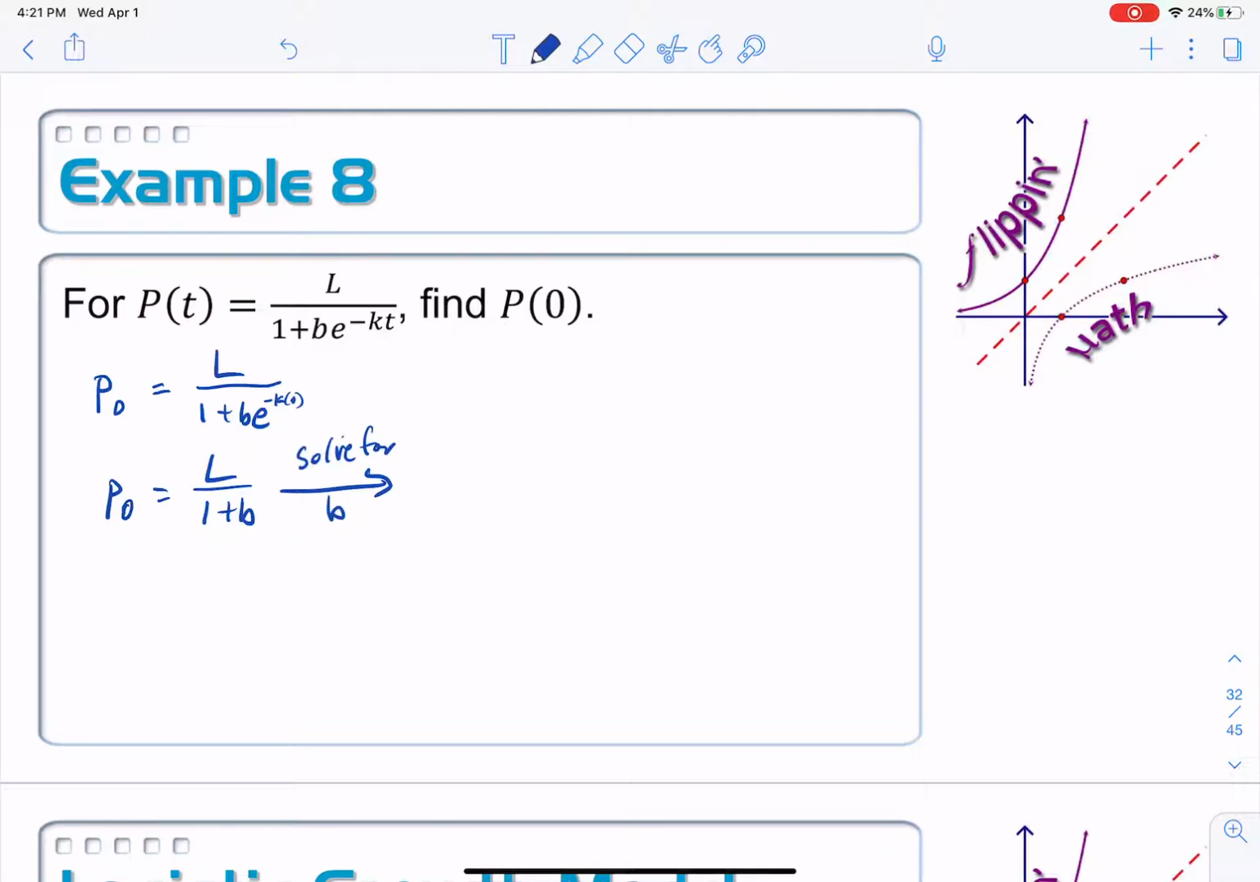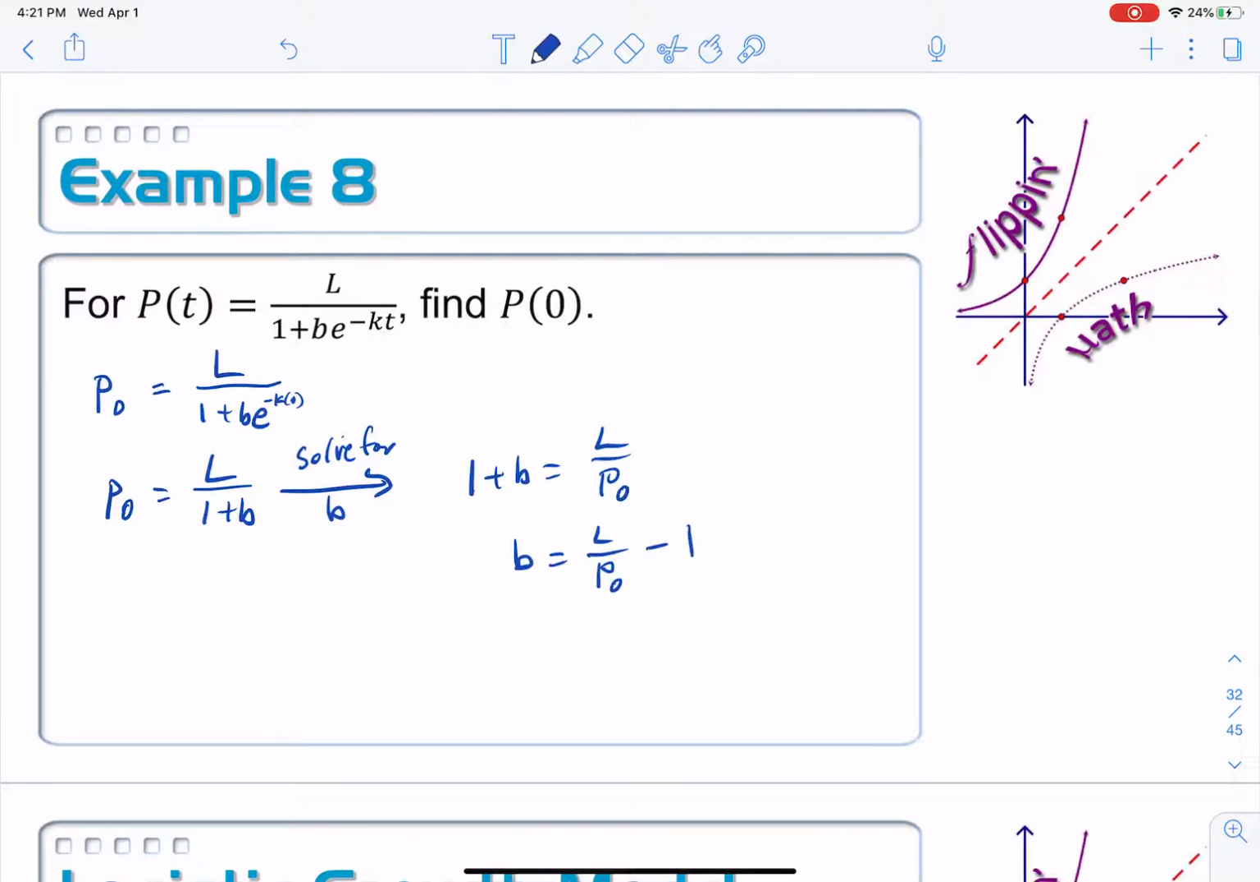If we solve this for b, we can cross multiply it, and we would have 1 plus b is equal to L over the initial population. And then I'd have to subtract over the 1. B is equal to L over P sub 0 minus 1.